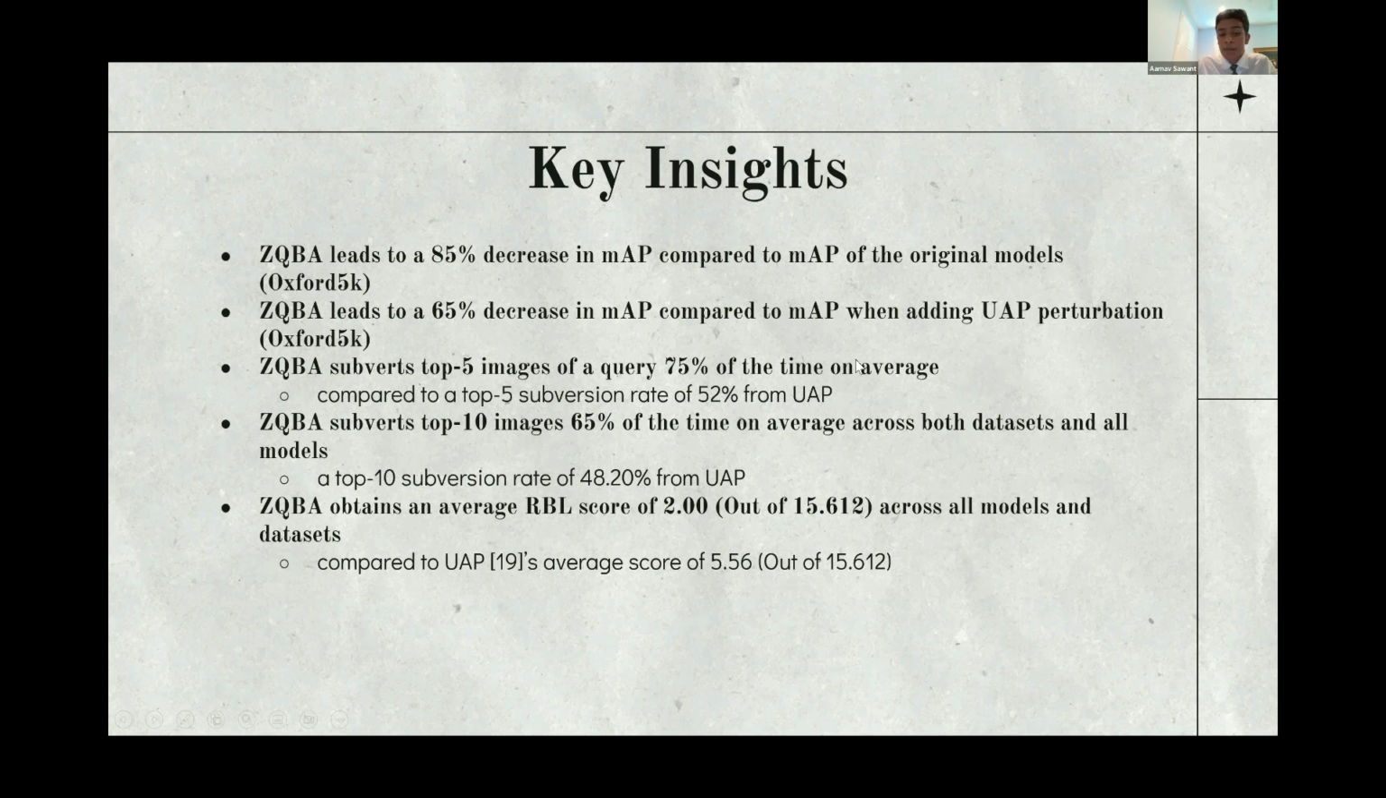ZQBA also subverts the top 10 images 65% of the time on average across both datasets and models, compared to a top 10 subversion rate of 48.20% from UAP. And finally, ZQBA obtains an average relevance-based loss score of 2.0 out of 15.612 across all models and datasets, compared to UAP's average score of 5.56 out of 15.612.